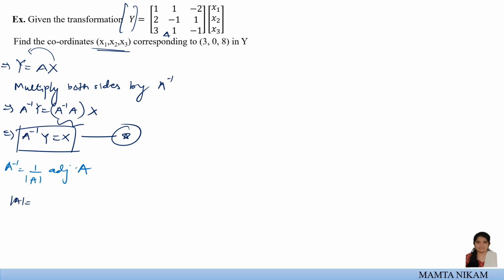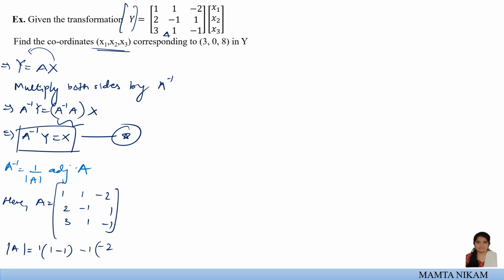So basically first we will express A here. Here, what is A? A is this given matrix: 1 1 minus 2, 2 minus 1 1, 3 1 minus 1, right? Now what will be the adjoint and determinant? First we will check what the determinant is. 1 times (minus 1 minus 1), minus 1 times (minus 2 minus 3), minus 2 times (2 minus 3). Am I writing it correct? So this is going to be 2 plus 3.